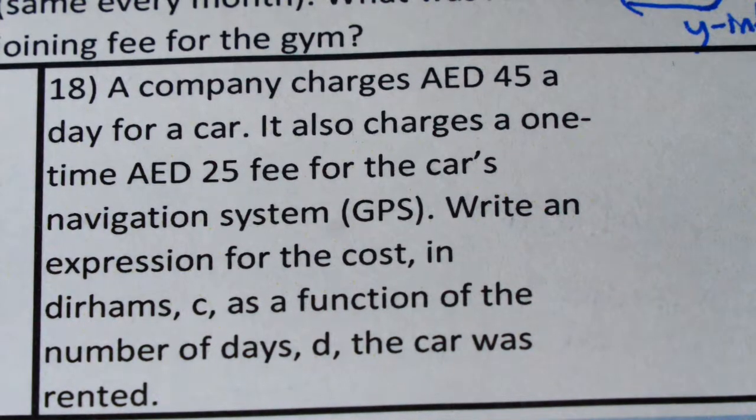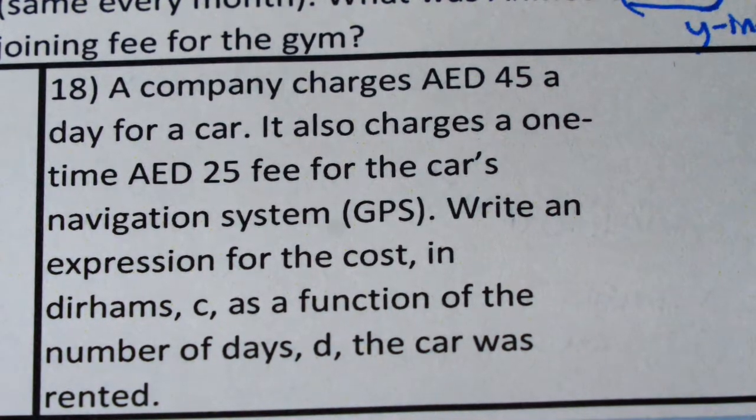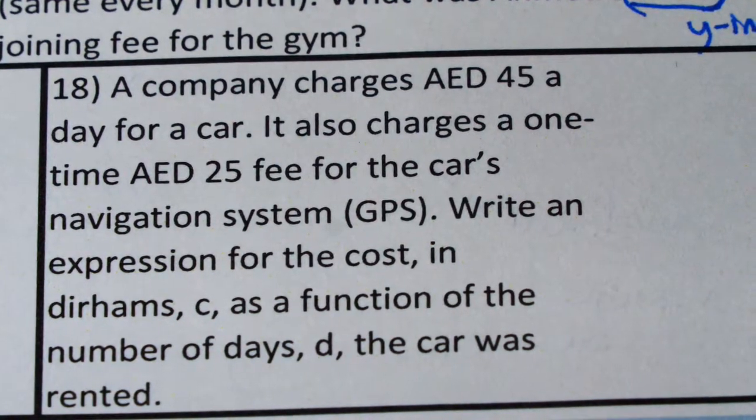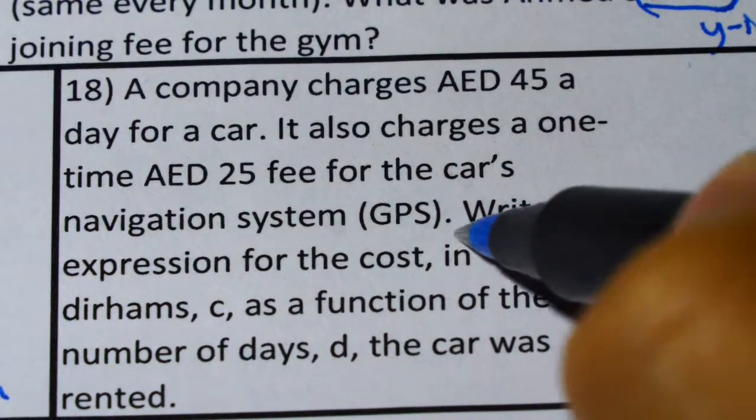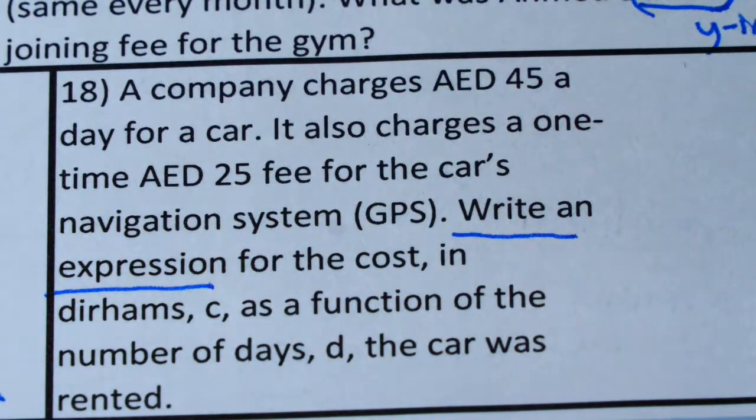Question 18. A company charges 45 dirhams a day for a car. It also charges a one-time 25 dirham fee for the car's navigation system. Write an expression for the cost in dirhams C as a function of the number of days the car was rented. It's a very long question, but actually it's very easy. The question is asking us to write an expression or an equation.